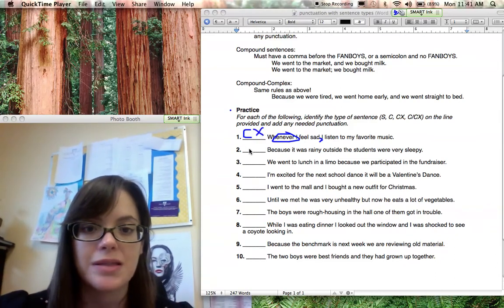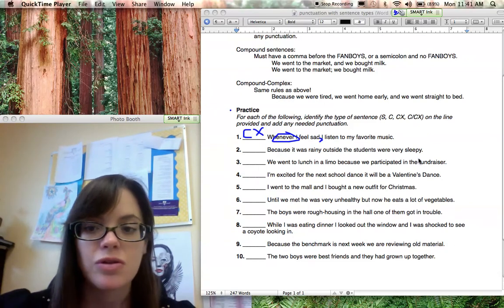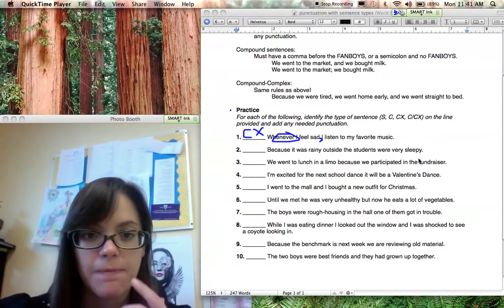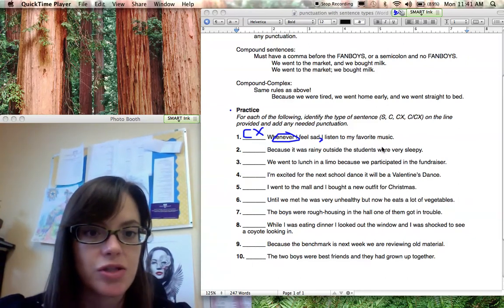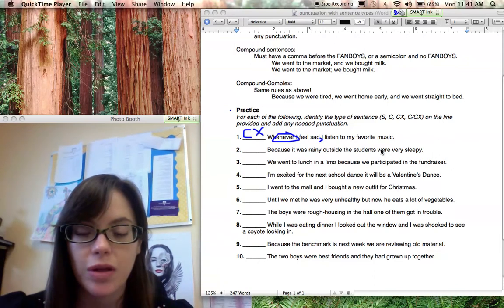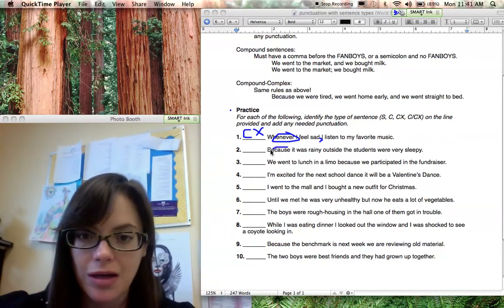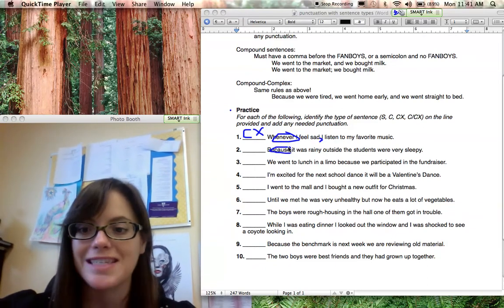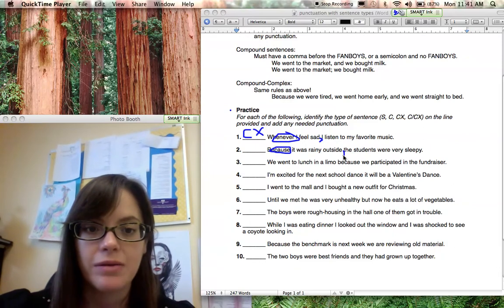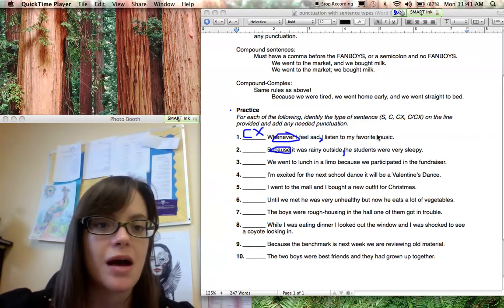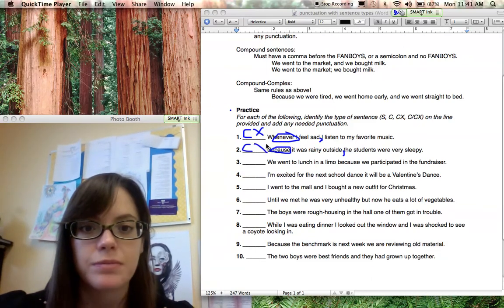Now let's look at number two: because it was raining outside, the students were very sleepy. I've got to find my clauses first. I see a couple of subject-verb pairs: it was and students were. So I know I've got two clauses. Let's look at my first one: because it was raining outside. I'm starting with another one of those subordinating words, so I know that this is a dependent clause. That means I need to put a comma after it. So I've got a dependent clause plus an independent clause, so that's going to be another complex sentence.